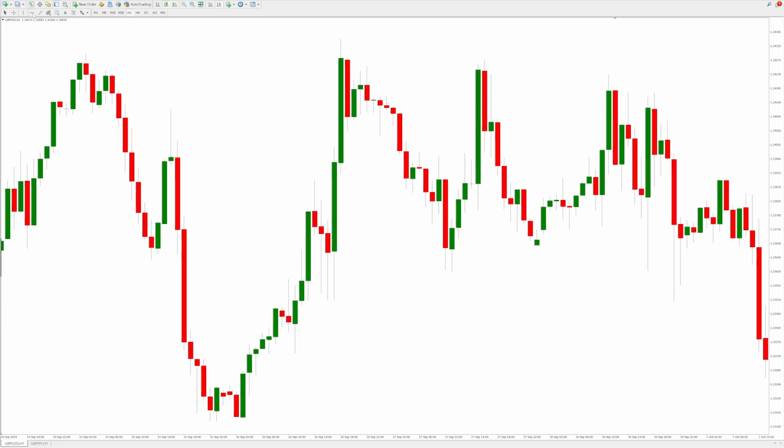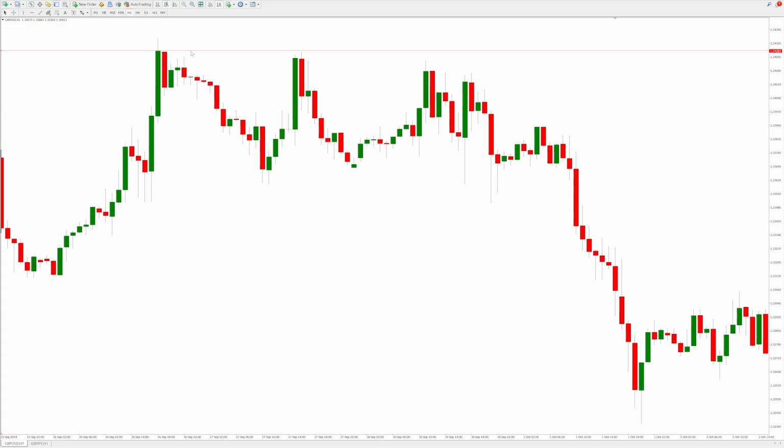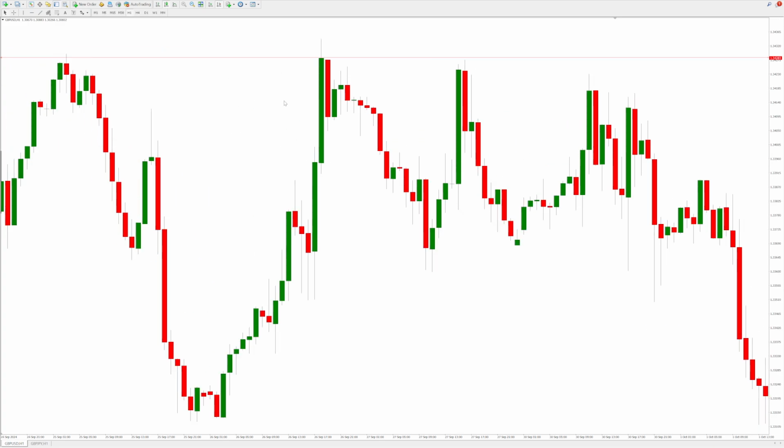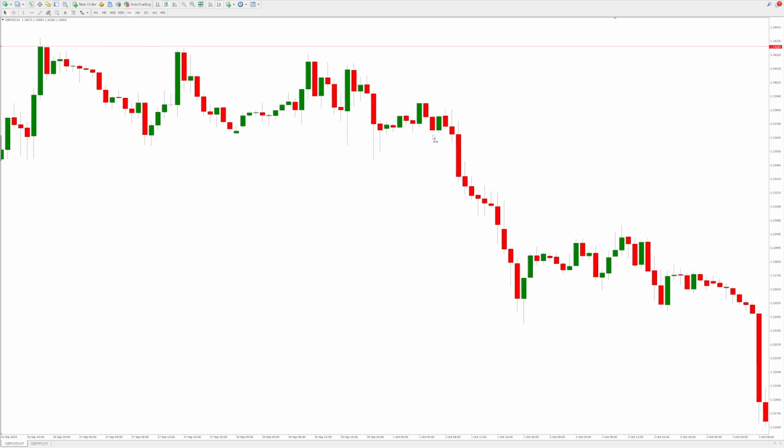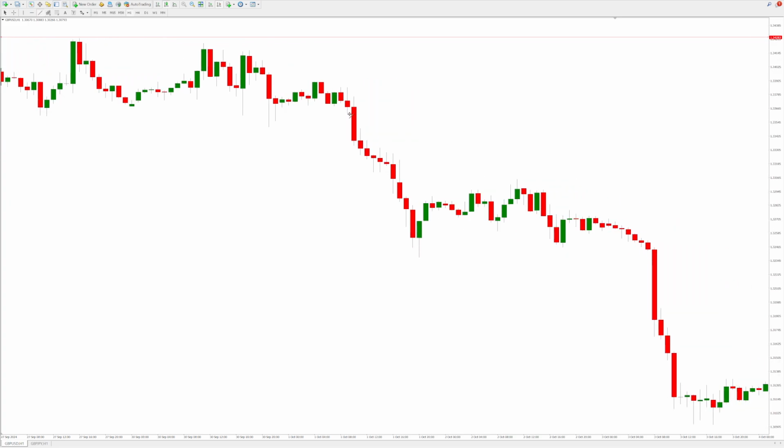I'm going to mark that as a level of resistance. As you can see, it's been tested 1, 2, 3, 4 times, and then price begins to fall away here. So this is going to be the pole, the flag pole for our downtrend.